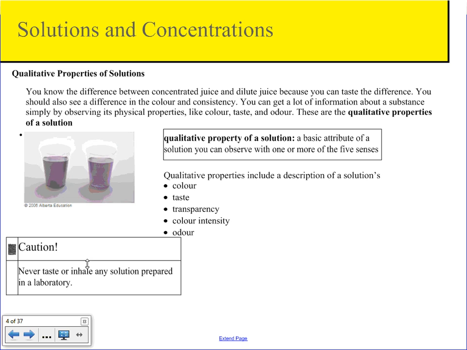So as we can see here, this is the more concentrated solution, and this is the more dilute solution. And I'm using my sense of sight in order to be able to tell this. A qualitative property of a solution is a basic attribute of a solution that you can observe with one or more of the 5 senses. So qualitative properties include a description of a solution's color, taste, transparency, color intensity, or odor. Caution: remember to never taste or inhale any solution prepared in a laboratory.